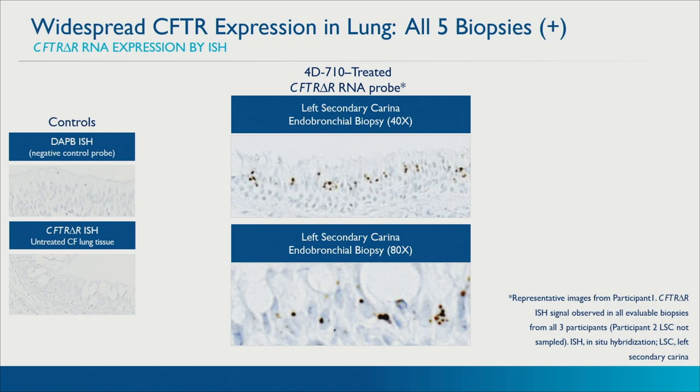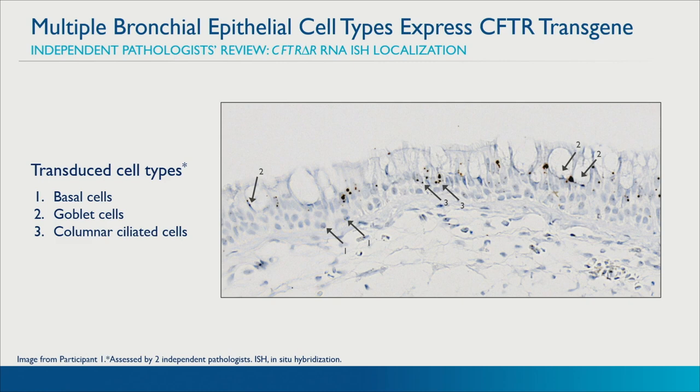There was also an independent review by two separate pathologists to look at the bronchial epithelial cell types that were affected. You can see that it was seen in basal cells, as indicated by number 1, goblet cells, as indicated by number 2, and columnar ciliated cells, as indicated by number 3.